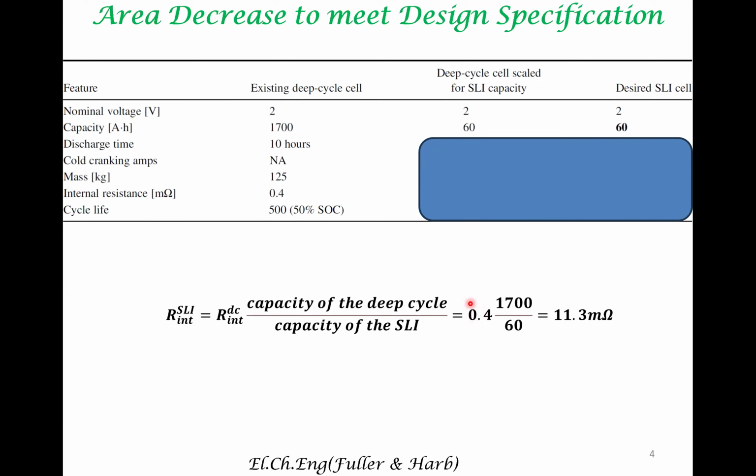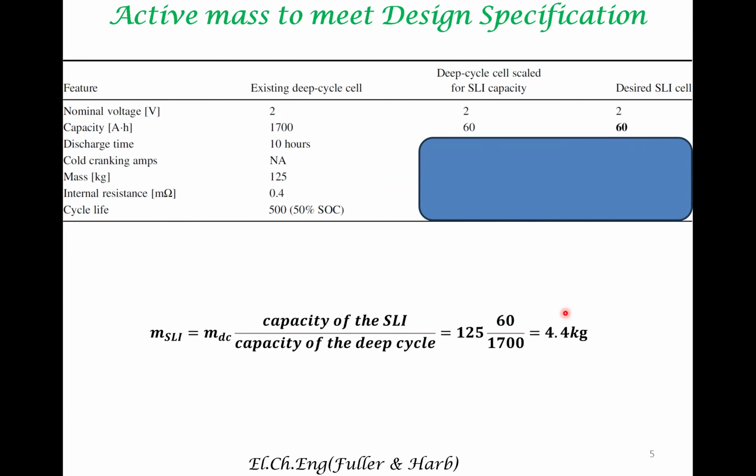You take the internal resistance of the existing battery, that is the deep cycle discharge battery, that is 0.4. You take its existing capacity, 1700. You take the desired capacity, this 60. You can get to what would be the resistance of the SLI battery. So the resistance increases corresponding to the decrease in the cross-sectional area.